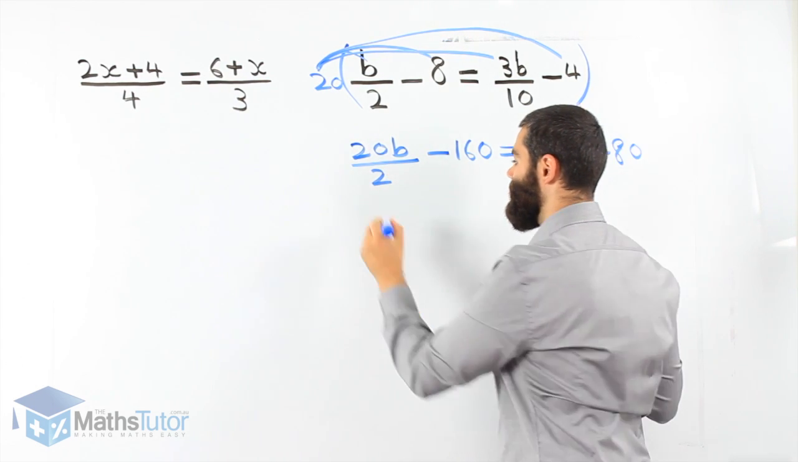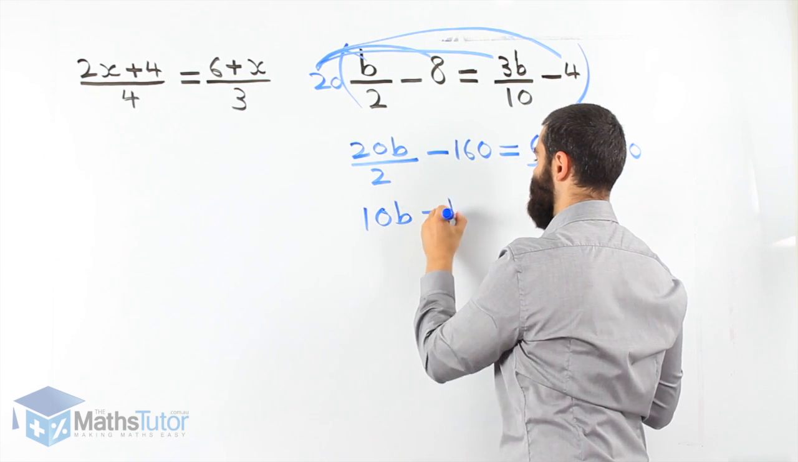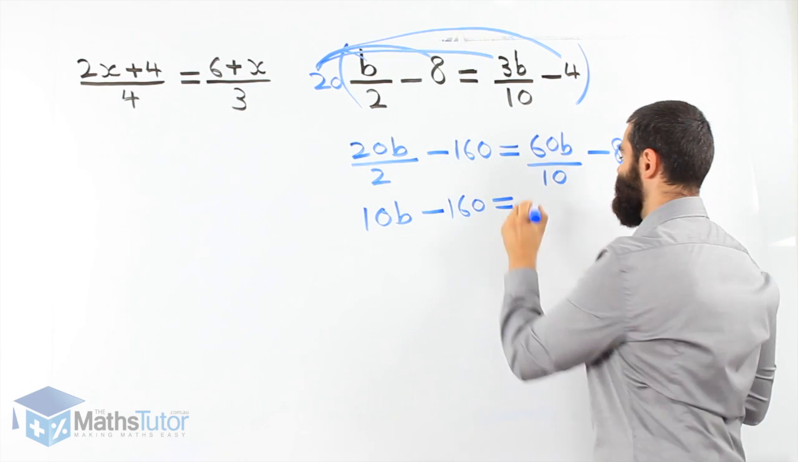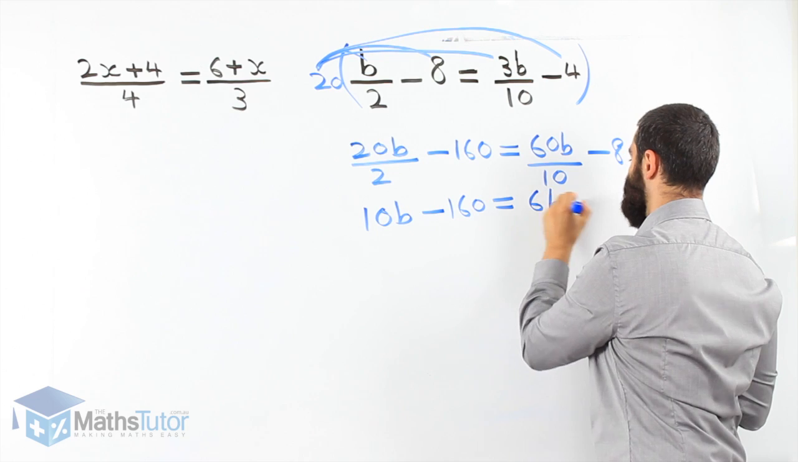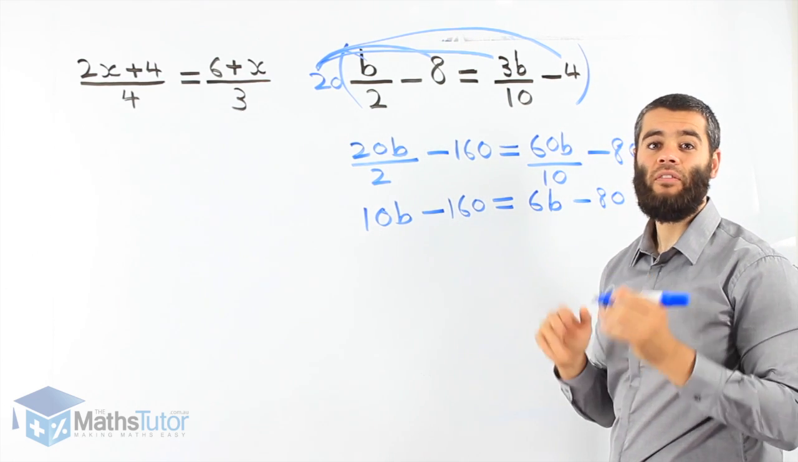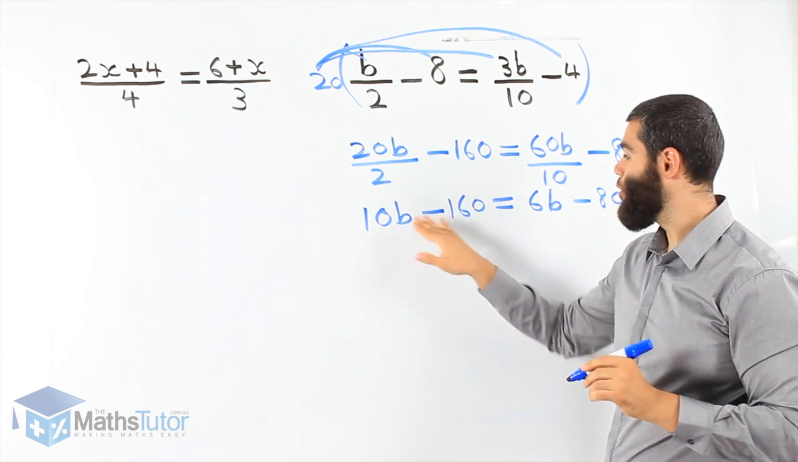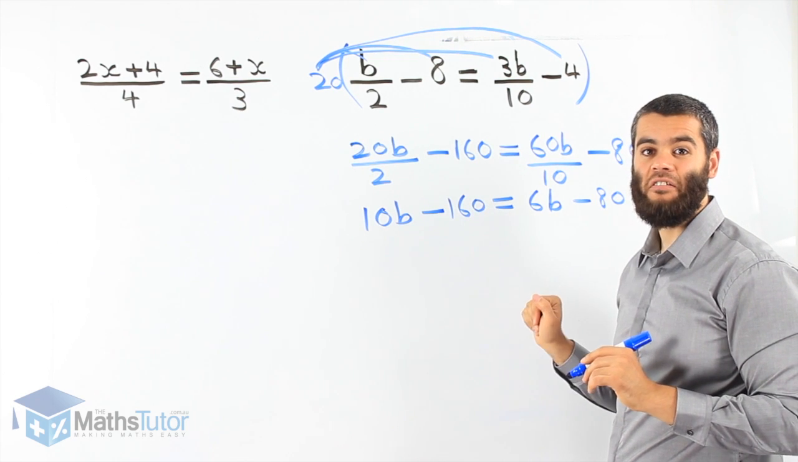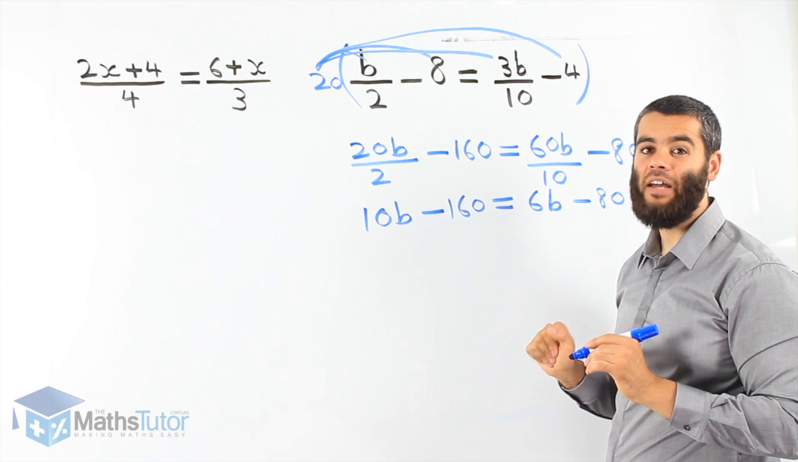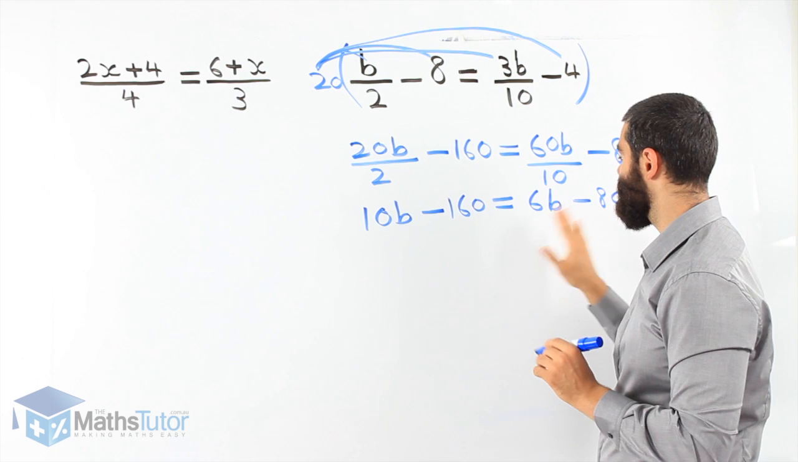20 divided by 2, 10b minus 160 equals 60 divided by 10 is 6b minus 80. We have an equation and the denominators are gone. What do you notice? It's an equation with pronumerals on both sides. So we would like now to make sure the pronumerals are all on the left-hand side and the numerals are on the right-hand side. So we start with the pronumerals.